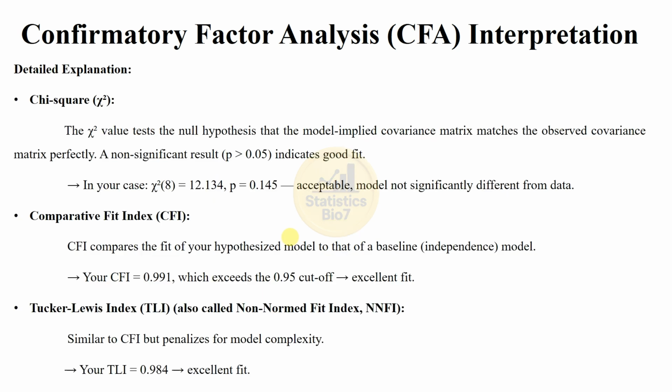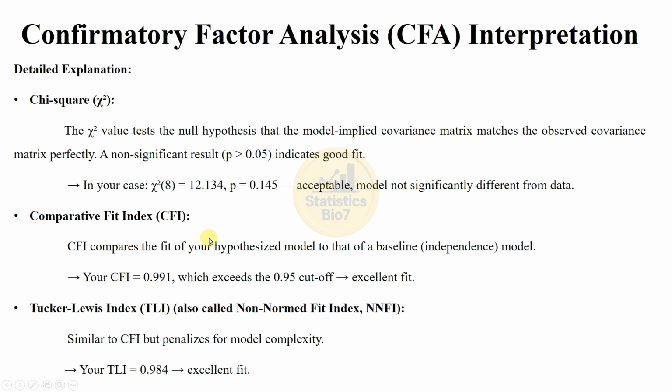The chi-square value tests the null hypothesis that the model-implied covariance matrix matches the observed covariance matrix perfectly. A non-significant result, p higher than 0.05, indicates good fit. In your case, chi-square(8) is equal to 12.134, p is equal to 0.145, acceptable, the model is not statistically different from the data.